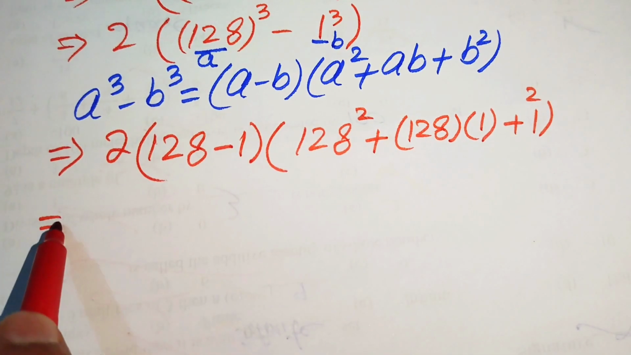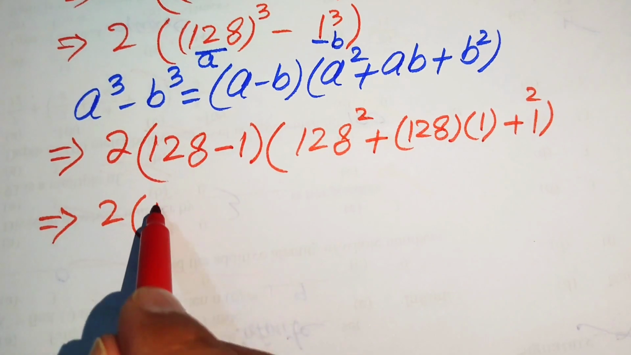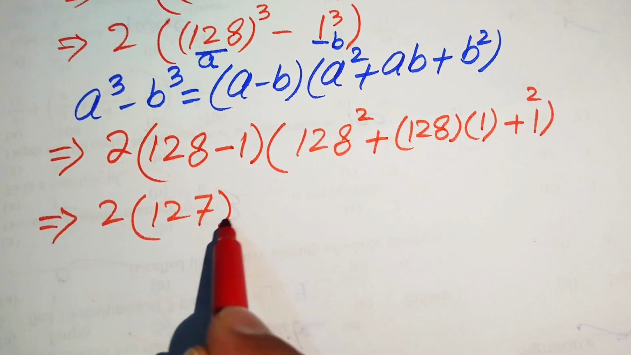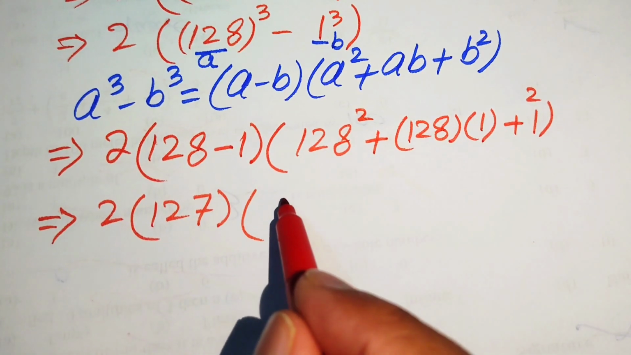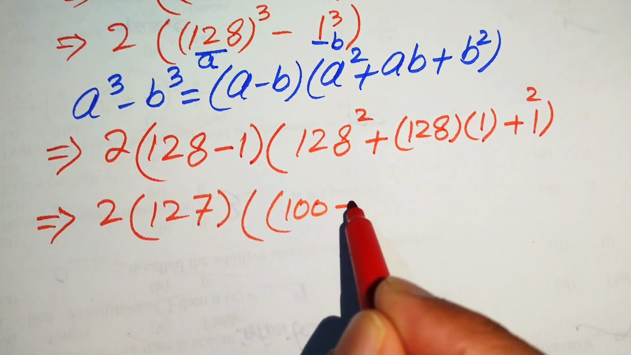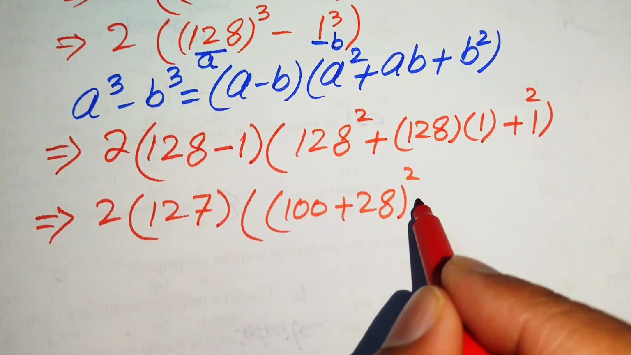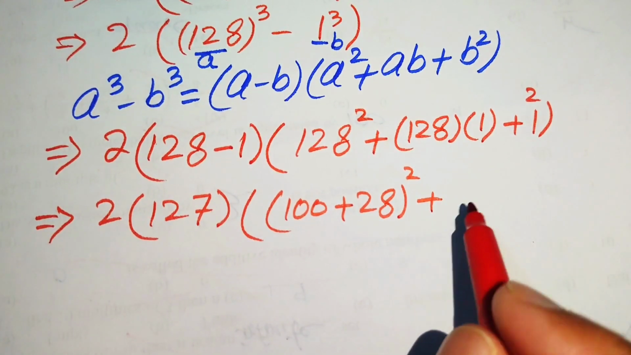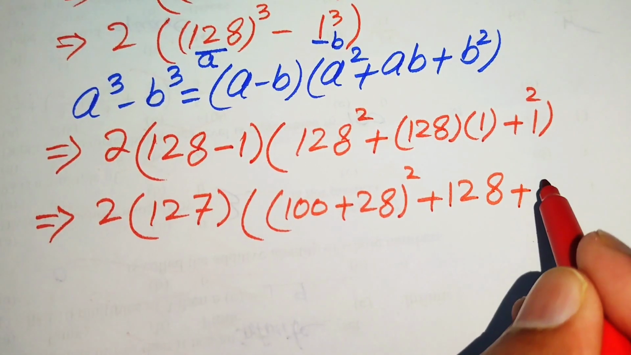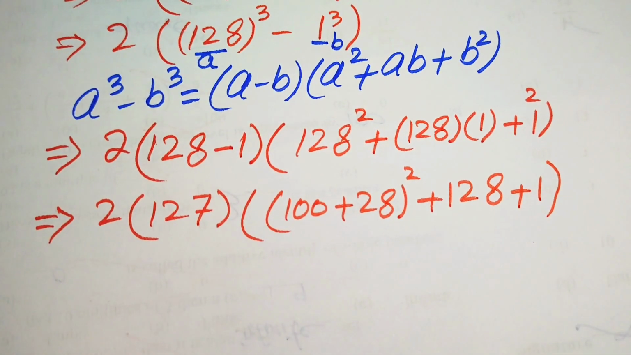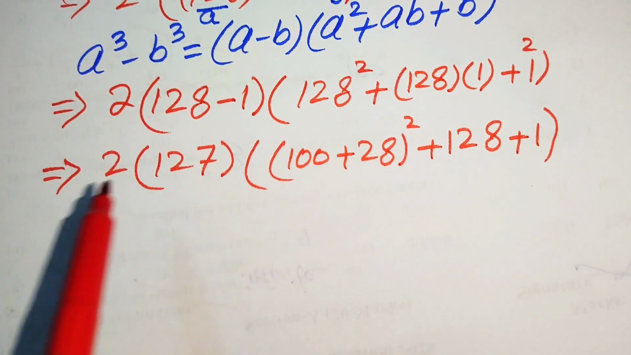So in the next step, you see here we have 2 into 128 minus 1, which is equal to 127, and here we write this 128 squared as (100 plus 28) whole squared, plus we have 128 times 1, which is equal to 128, plus this 1 squared, which equals plus 1 only.